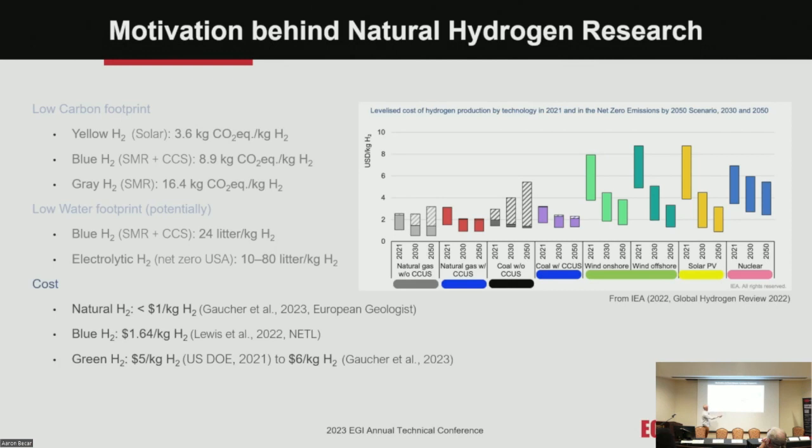So yes, the cost of each method will decline, but right now, based on these scenarios, the cost won't be lower than $1. Maybe this blue hydrogen with some CCS, but the cost is, yeah. So the cost of natural hydrogen production could be lower than the other methods. So that probably helps us to adopt hydrogen as fuel in the future.